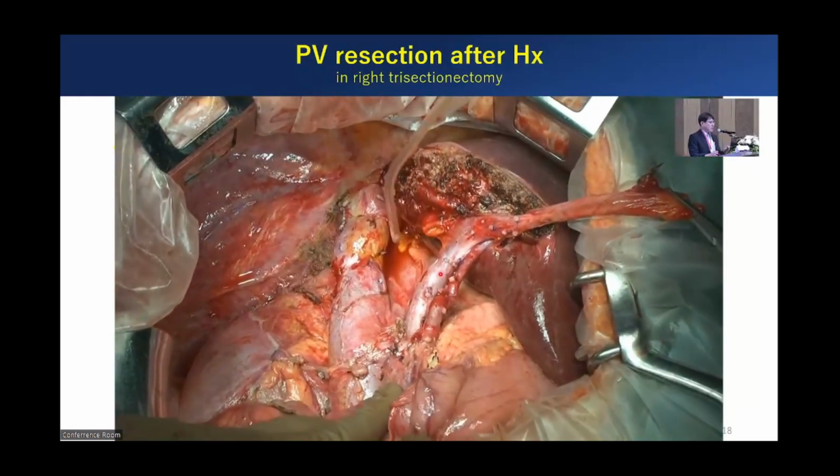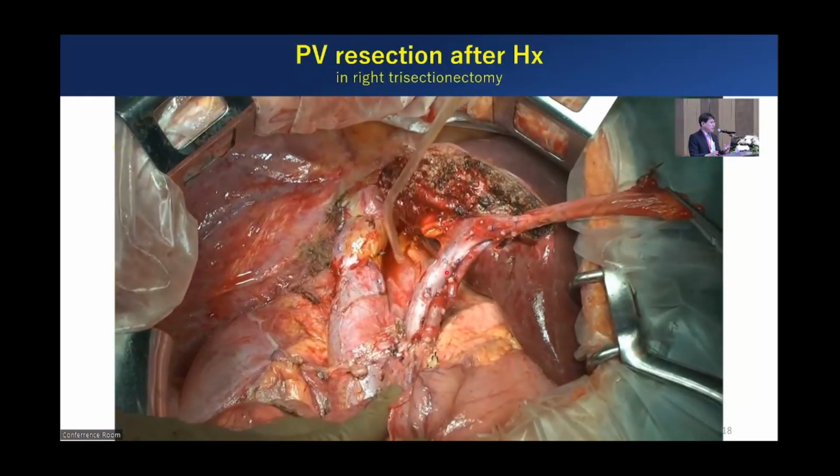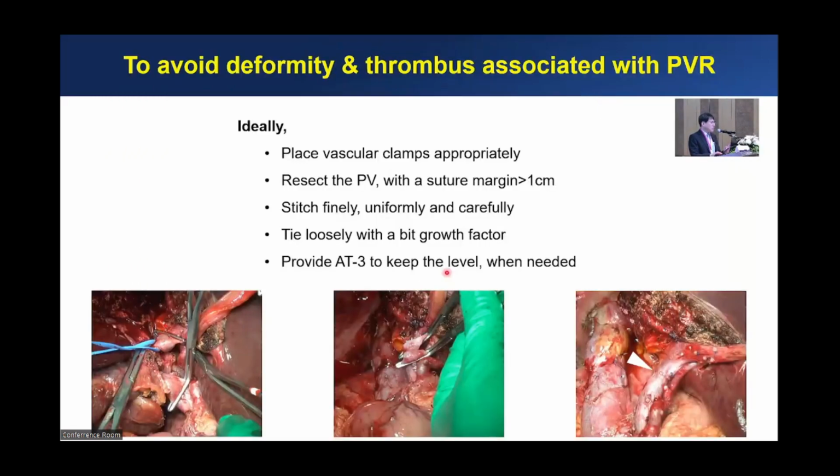Well, this is a finish of the portal vein anastomosis. This is a very common approach. But the important point is to avoid deformity and thrombus associated with portal vein resection. So ideally, place the vascular clamp appropriately, meaning a 1 centimeter suture margin stays here, like this. And stitch uniformly and carefully, loosely, with a bit of growth factor, and provide AP3 to keep the level when needed.